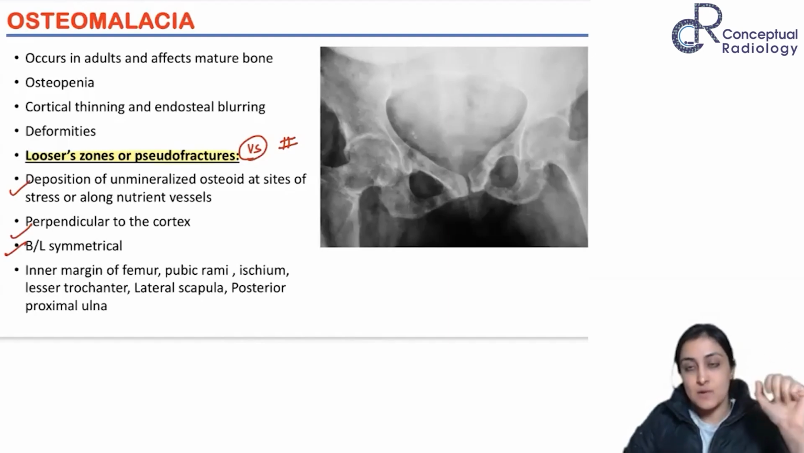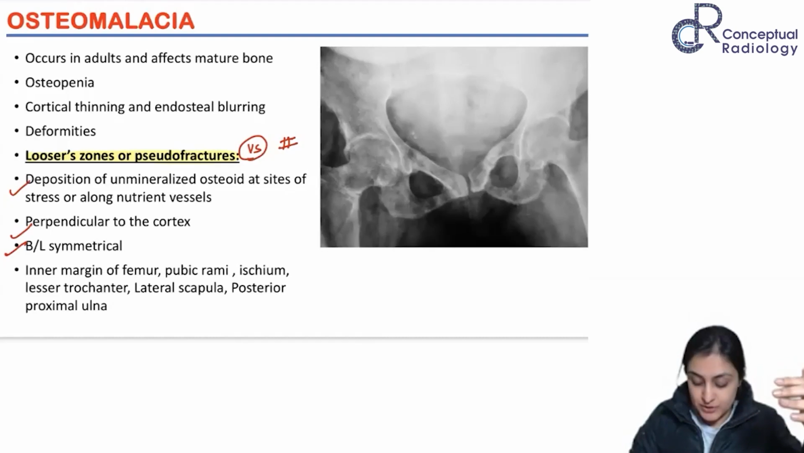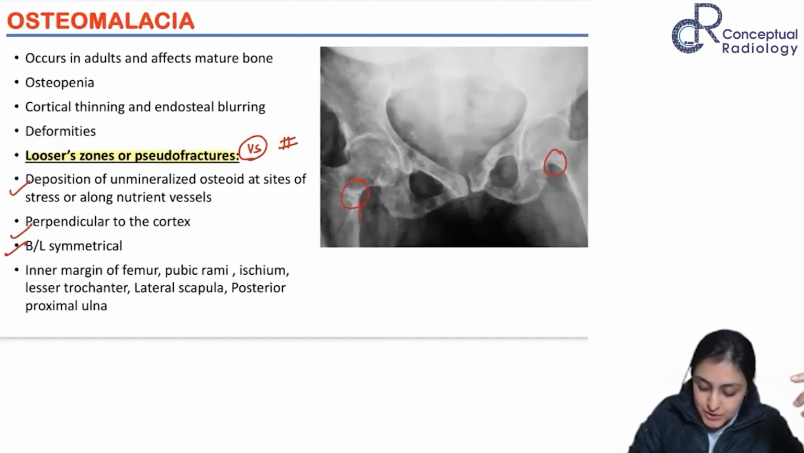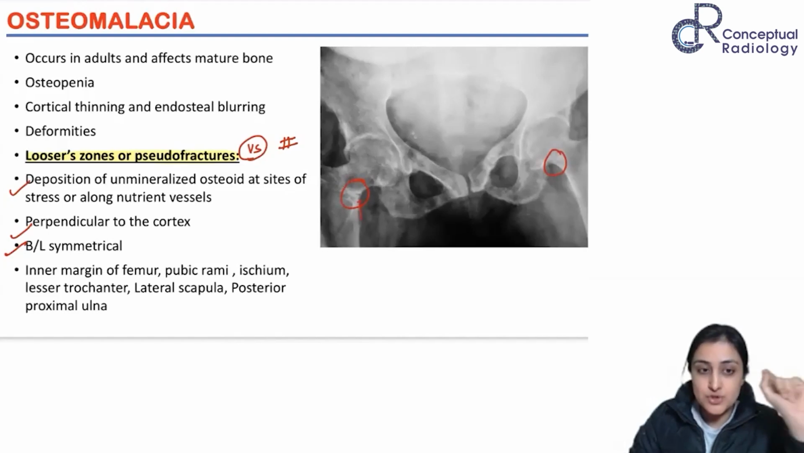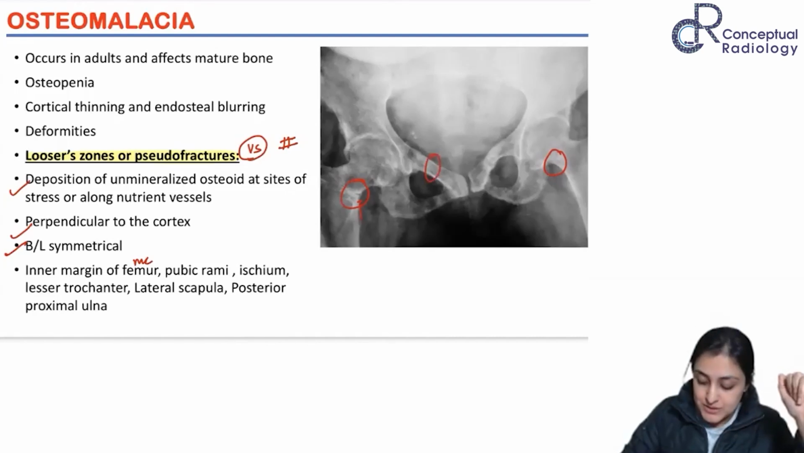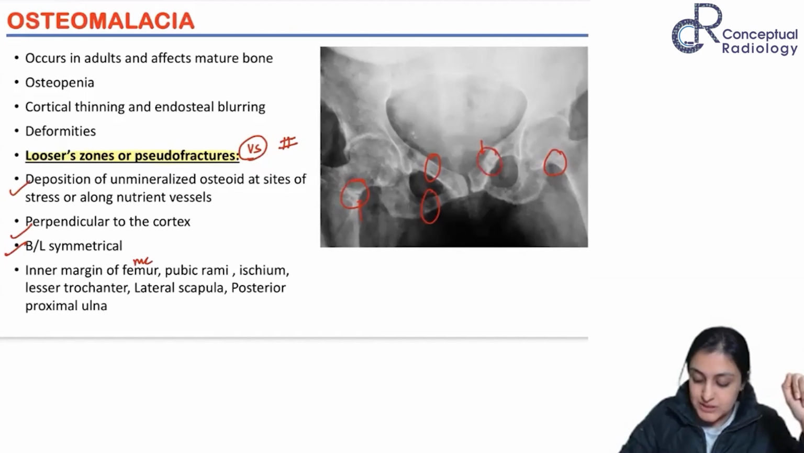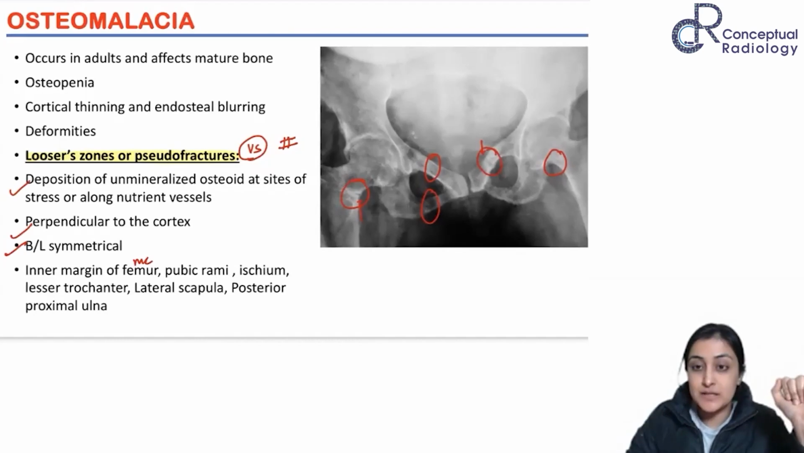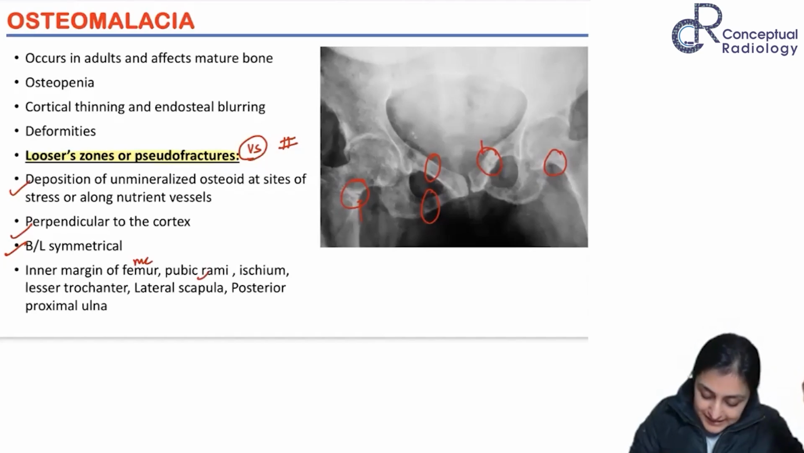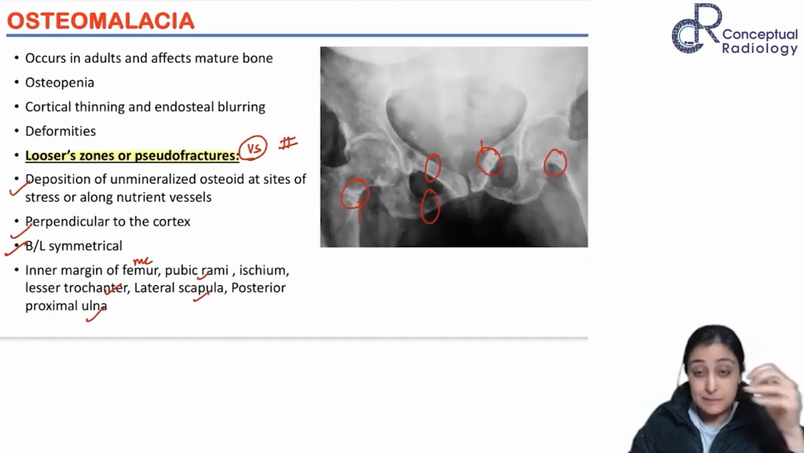The sites, what will you answer for the sites which are common? So very, very common. In fact, the most common site, can you see here also there is this break here. So the most common site is the medial part of the femoral neck. You can also see them, not in this case. Oh, in this case, you can also see them actually. So in this case, on the left side, it's superior pubic ramus, you can see. Apart from that, the ischium, lesser trochanter, scapula that we just saw, and posterior proximal ulna.